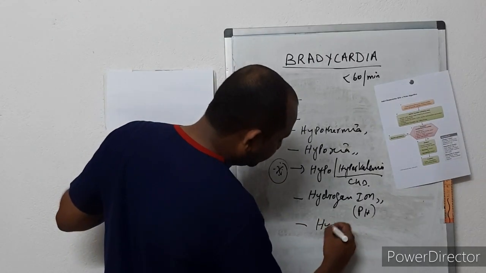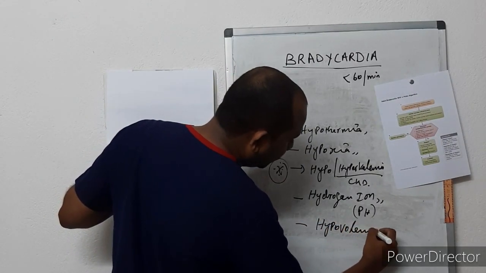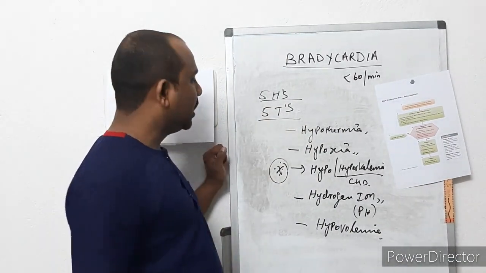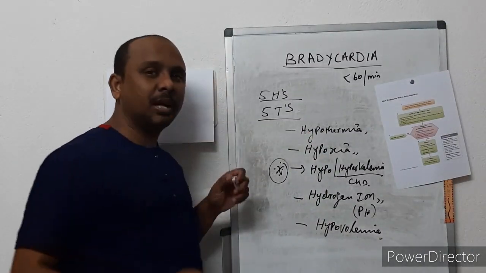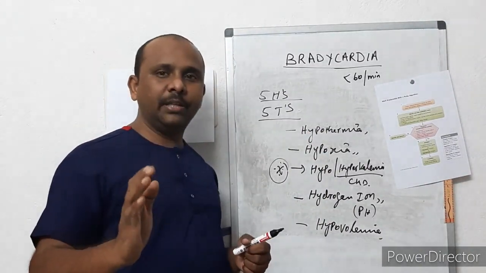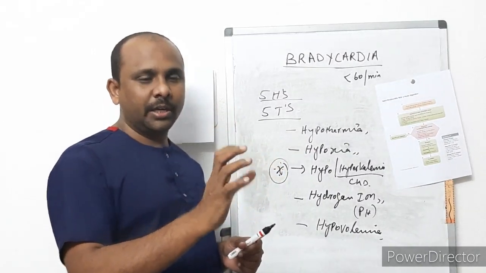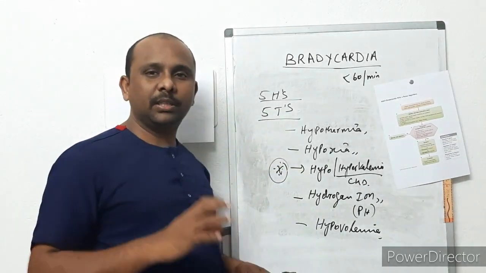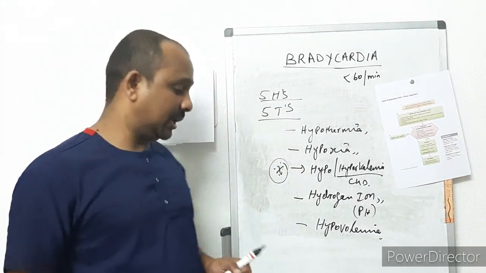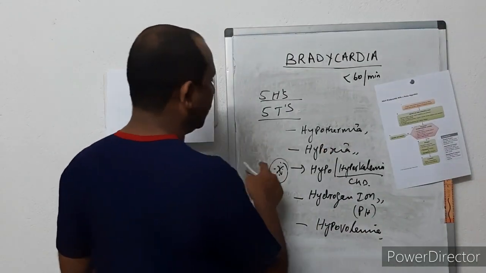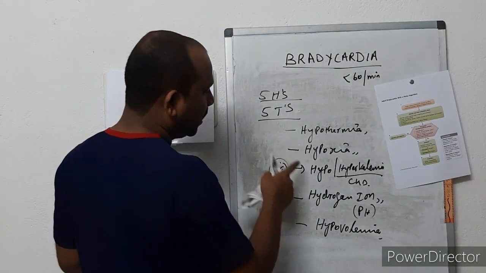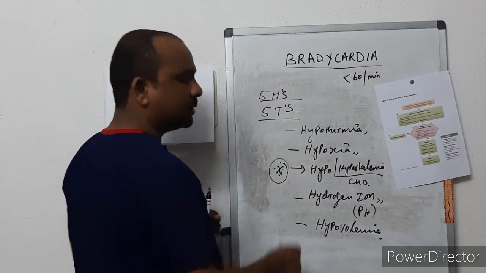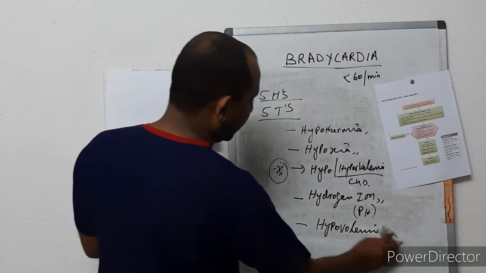Then hypovolemia. We all know that hypovolemia may be due to blood loss or water loss due to vomiting, diarrhea or whatever it is. So these 5 H's may produce a bradycardia. Always keep in mind that whenever you treat bradycardia, you think about the reversible causes for bradycardia. You treat this perfectly, then the heart rhythm will automatically come back, right? So those are the 5 H's: hypothermia, hypoxia, hypo or hyperkalemia, hydrogen ions and hypovolemia.